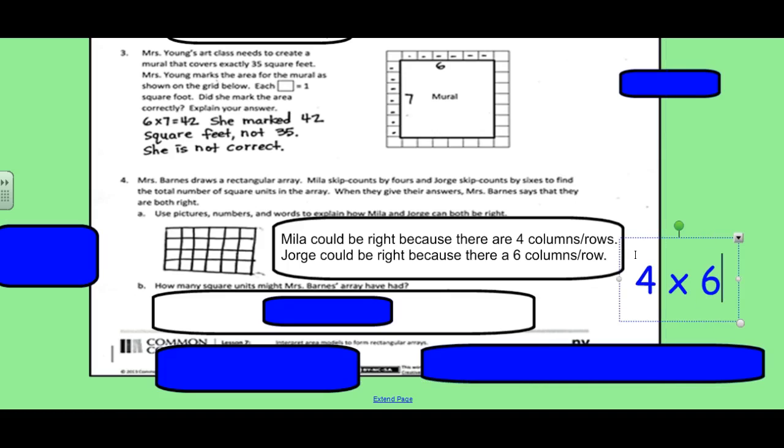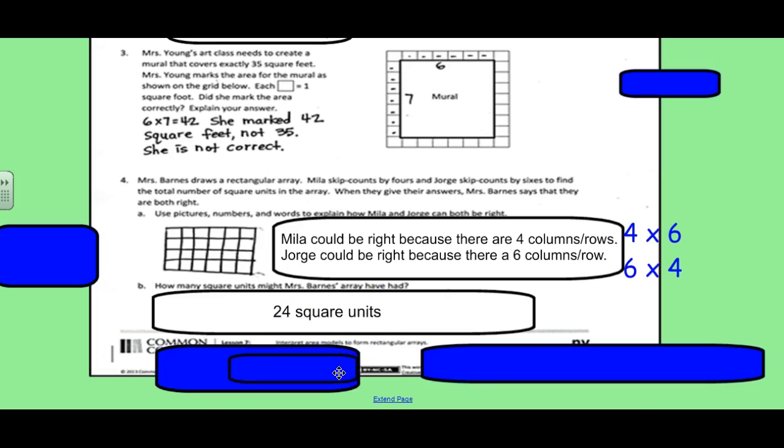So I was looking for 4 times 6 and I was looking for 6 times 4 as your equations. As long as your answers are along the same lines as mine, as long as they're similar to what I put, then you're good to go. If you need to correct anything before you move on to B, I want you to go ahead and do that. So how many square units might Miss Barnes's array have had? And we know that if we multiply 4 and 6, that would have given us 24 square units. So we need to make sure that we put that down for B.